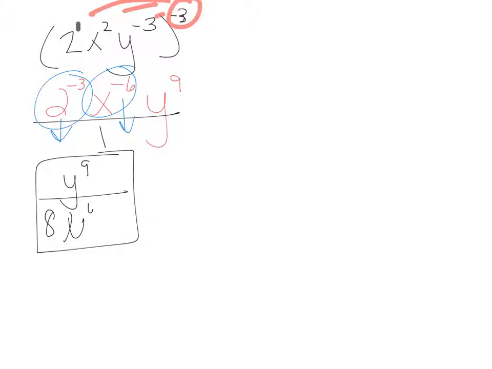Try this one. Let's do 4a squared b to the negative fourth, all raised to the negative third. Go ahead, pause this video, solve this problem. When you have all solved it, unpause, we'll keep going.